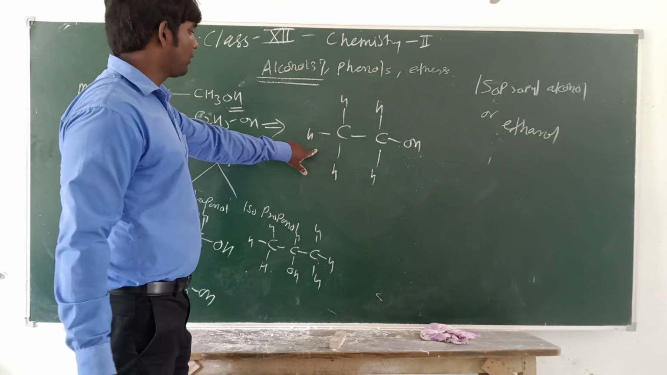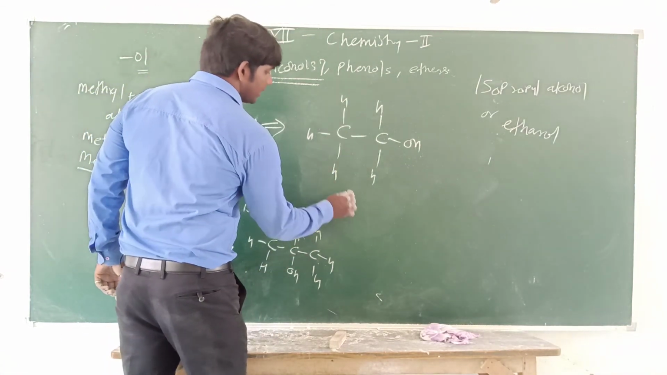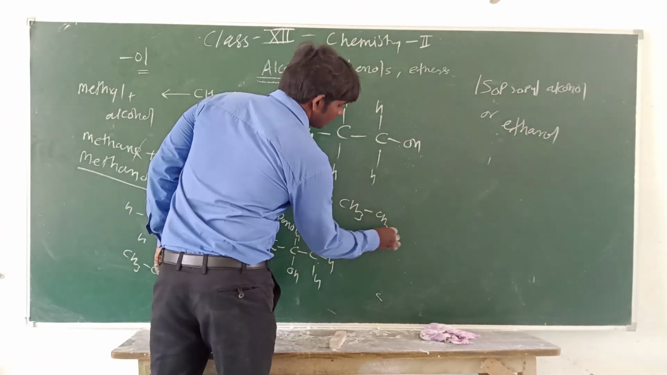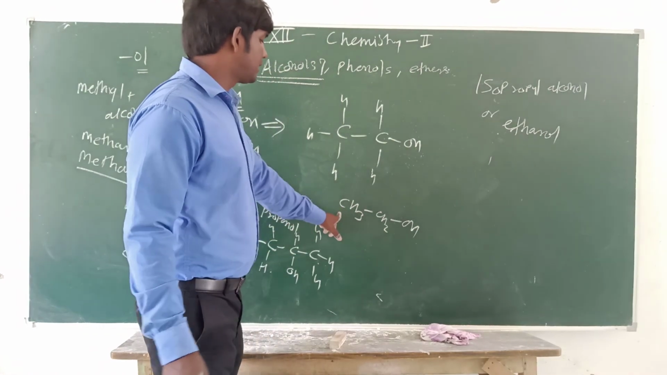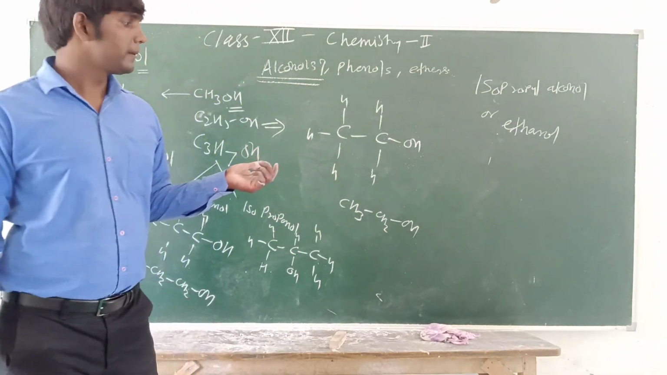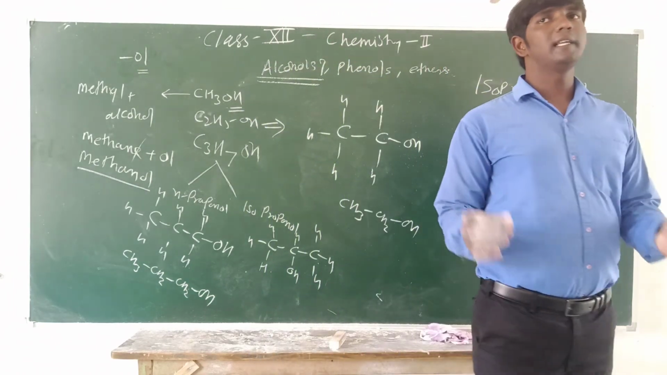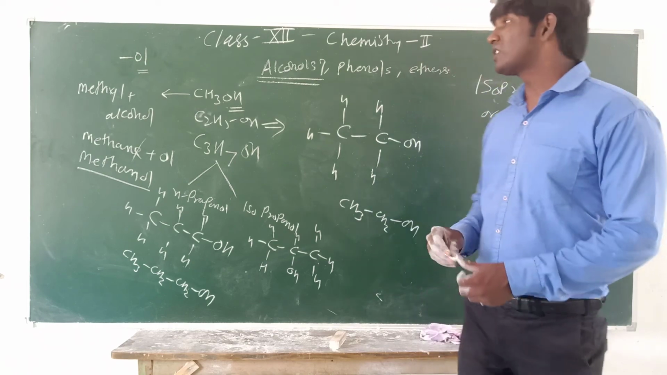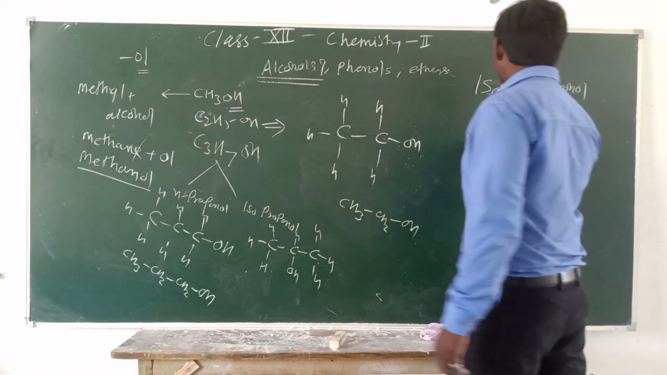Now we can write the formula. You can see what is this? This is CH3. What is this? CH2. And what is this? OH. Or you can simply write C2H5OH. And the hydrocarbon in which 2 carbon atoms are present is called ethane, okay, the name is ethane.